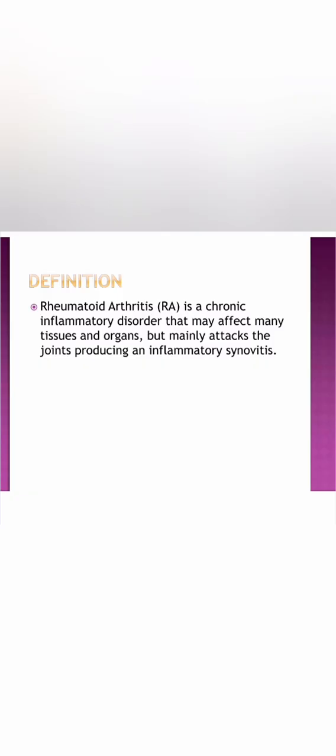Next I would like to say about the definition of rheumatoid arthritis. Rheumatoid arthritis is a chronic inflammatory disorder that may affect many tissues and organs but mainly attacks the joints, producing an inflammatory synovitis. So I think people understand about rheumatoid arthritis.